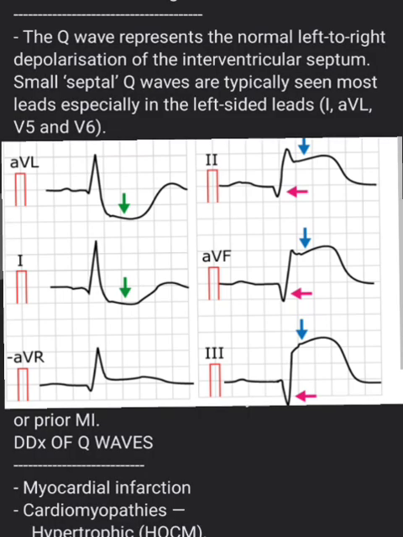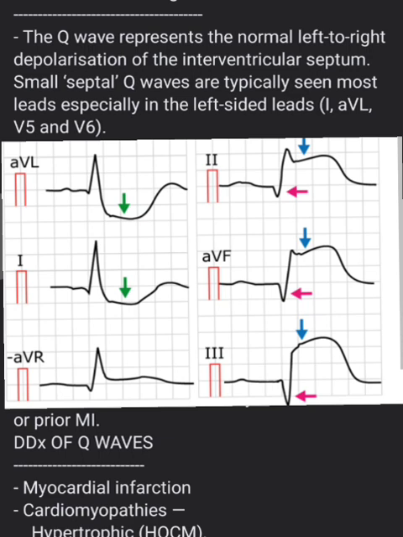So the Q wave is any negative deflection that precedes an R wave. Normal origin Q waves represent the normal left to right depolarization of interventricular septal activation. Small septal Q waves are typically seen in most leads, especially in the left-sided leads 1, AVL, V5 and V6. Deeper Q waves more than 2 mm may be seen in lead 3 and AVR as a normal variant. Q waves are not seen in the right-sided leads, that is V1, V2 and V3.